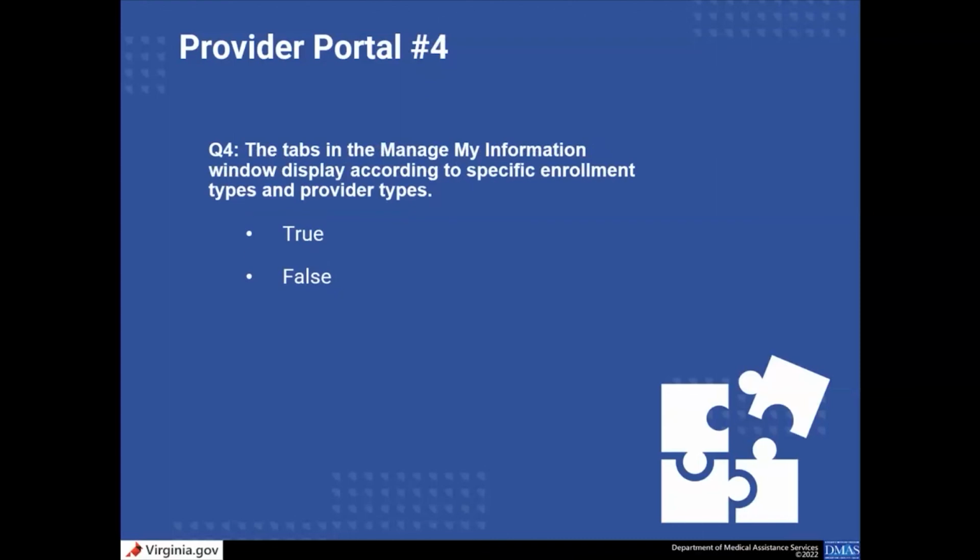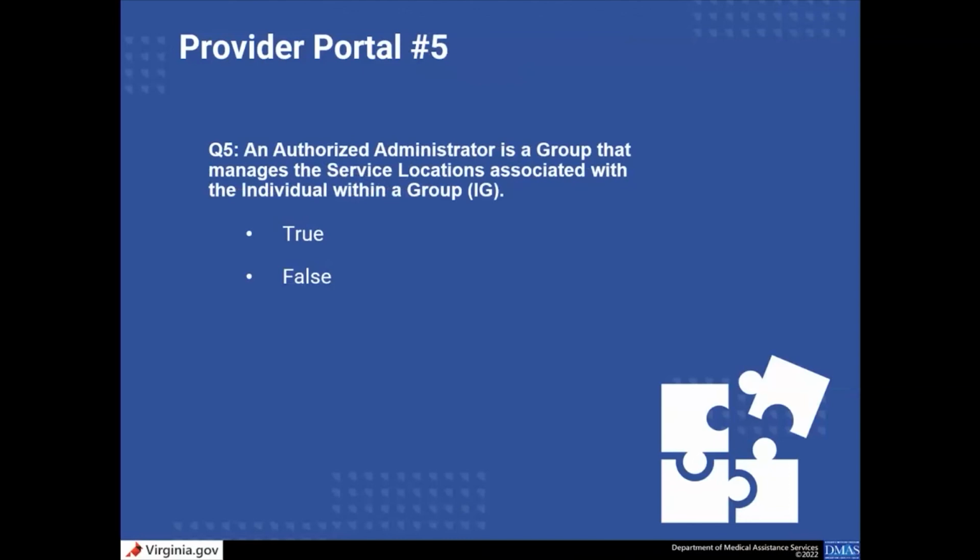Our next question: the tabs in the Manage My Information window display according to specific enrollment types and provider types. Is this true or false? The correct answer is true. Our fifth question: an authorized administrator is a group that manages the service locations associated with the individual within a group, or IG. Is this true or false? The correct answer is true.